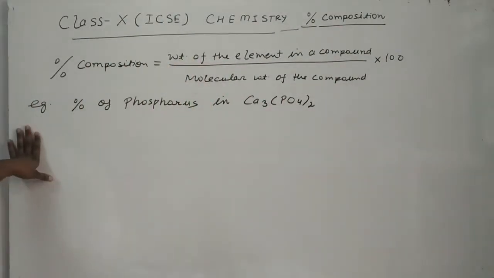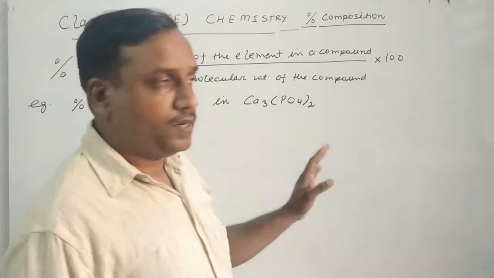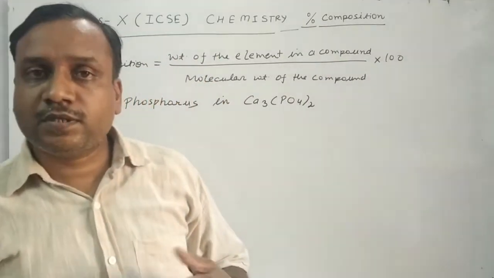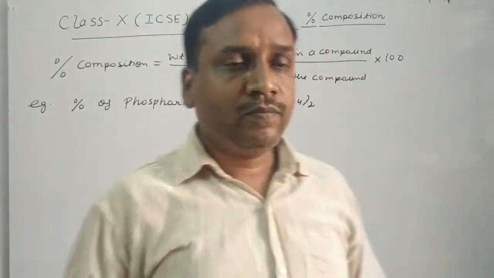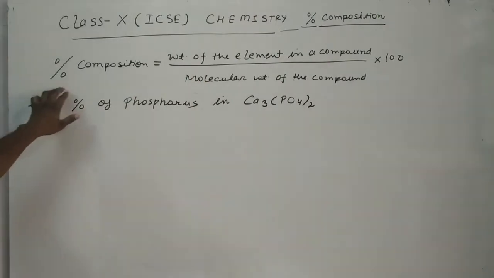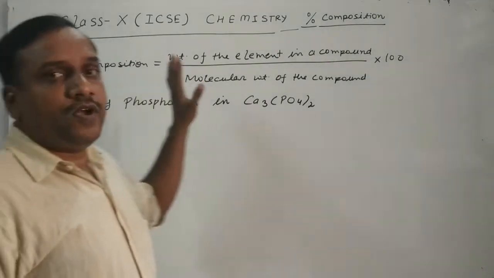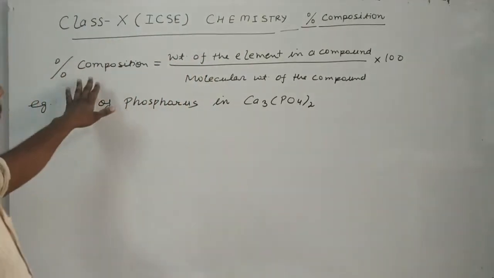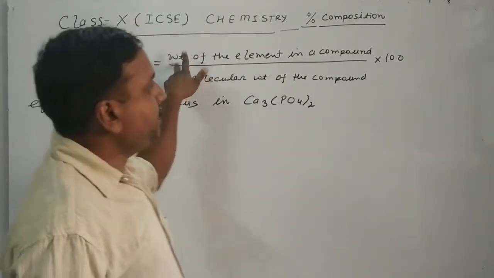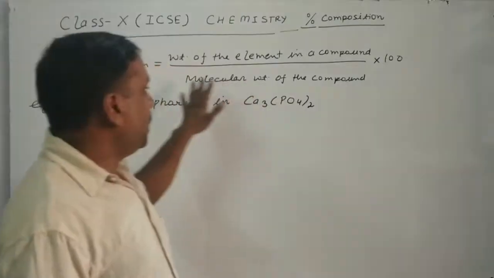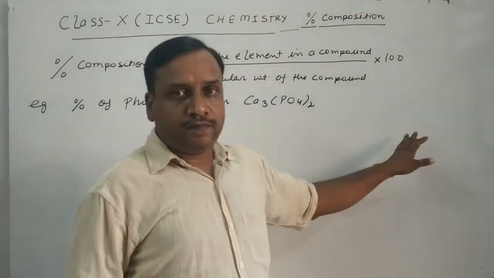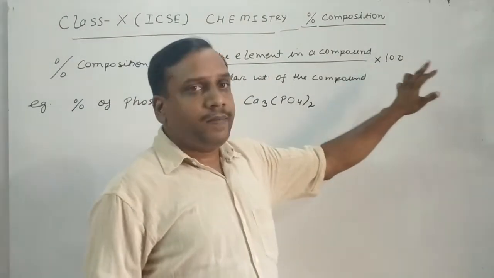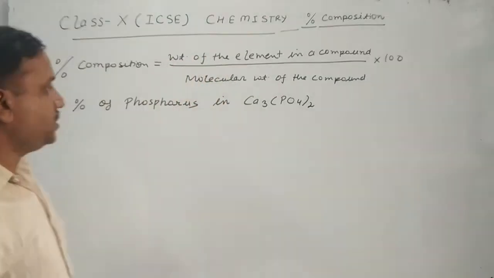First we will discuss what percentage composition is. Percentage composition is the percentage of an element in a compound. Now, what is its formula? If you have to calculate the percentage composition of any element, you can use this formula: weight of the element in the compound out of the molecular weight of the compound, multiplied by 100. Then you will get the percentage composition.